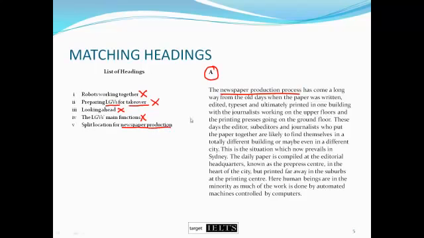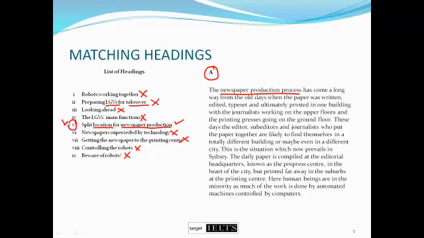This one actually does ring a bell because we did read something about the newspaper production process and how it's actually created at various locations. So this does seem like a good bet. But let's continue to read. Could it be newspapers superseded by technology? No. Getting the newspaper to the printing center? No. Controlling the robots? No. Beware of robots? No. So come to think of it, the only one which is applicable is option number 5.